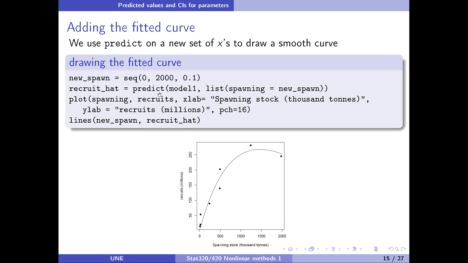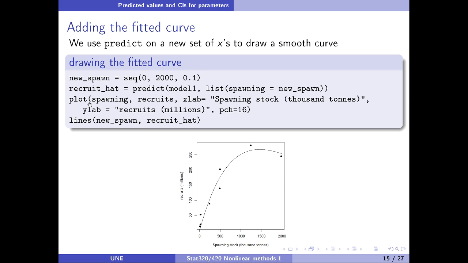I then use the predict command for my estimated number of recruits. My model was called model 1, so it takes all those parameter estimates from model 1, and I want to use the new spawn data for my spawning variable. It'll just plug in these values of x, calculate a bunch of predicted values, and then I can draw a nice curve, a nice line.